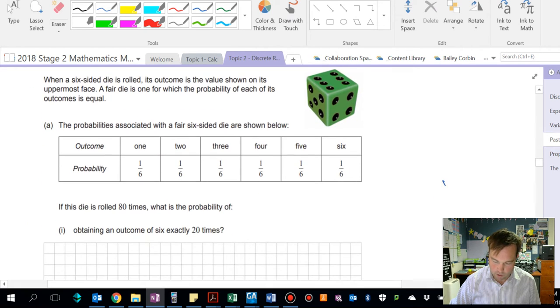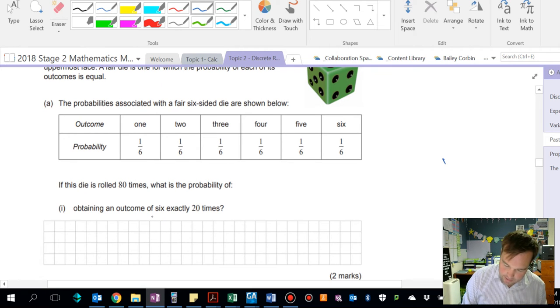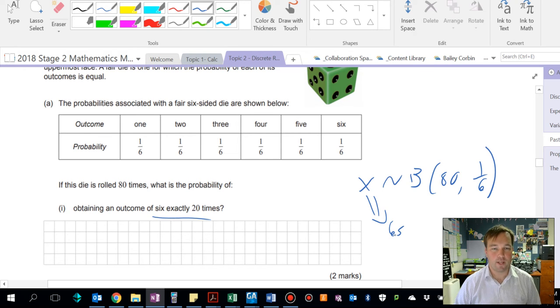This dice is going to be rolled 80 times. What is the probability of obtaining a 6 exactly 20 times? So what we can say here is that x is distributed binomially with 80 trials, and the probability of success is 1 in 6, where x is equal to the number of 6s. What we're looking for here is exactly 20 times.